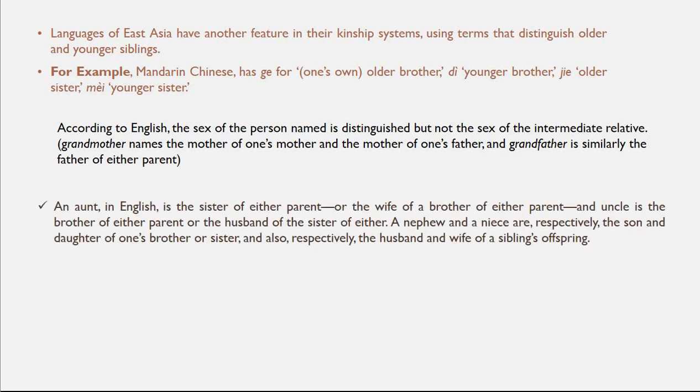And an aunt in English is the sister of your father or sister of your mother. Different from Turkish, we say hala and teyze, but English has only the word aunt. It works for this purpose. And also the wife of a brother of either parent, it says. And uncle is the brother of either parent or the husband of the sister of either. And nephew and niece are, respectively, the son and daughter of one's brother or sister, and also, respectively, the husband and wife of a sibling's offspring.